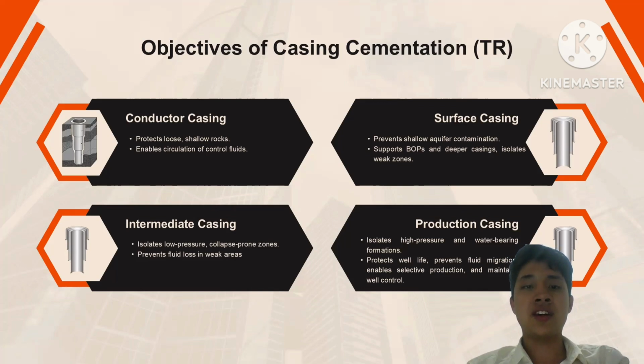Moving on to intermediate casing, it helps isolate zones with low pressures or areas prone to collapse. Additionally, it prevents fluid loss in weak formations, ensuring well stability. Finally, we have production casing, which is critical for isolating high pressure zones and formations containing water. It also allows for selective production, prevents fluid migration between areas, and maintains overall well control.